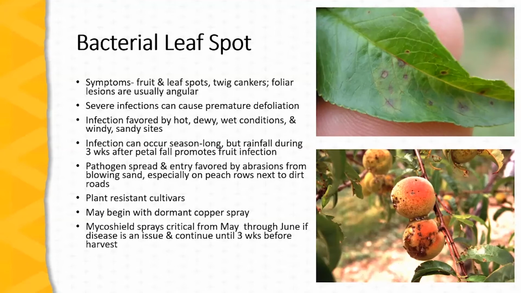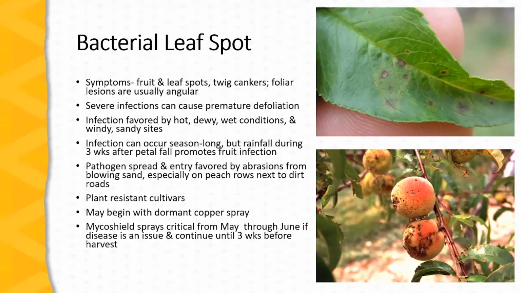Hot, dewy, wet conditions favor infection. Infection can occur season-long, but much of the infection takes place during the 3 weeks after petal fall, particularly if you have rainfall during that period of time. The pathogen is spread and entry is favored by abrasions. And again, windy, sandy sites tend to have more problems with bacterial leaf spot. Peach rows next to dirt roads tend to have more problems with bacterial leaf spot. The first line of management of bacterial leaf spot is to select resistant cultivars.